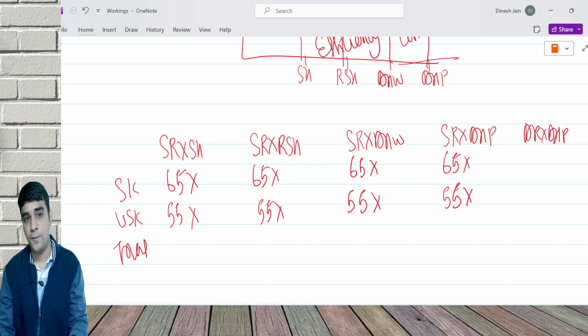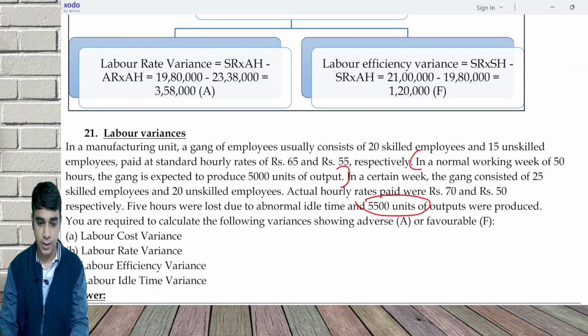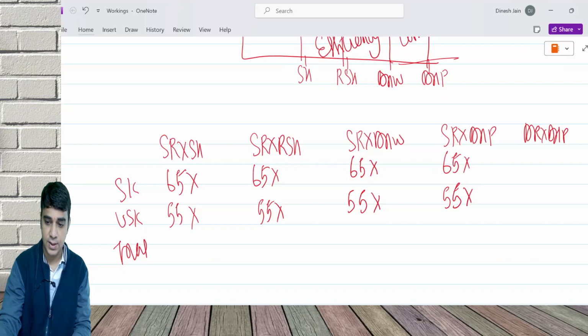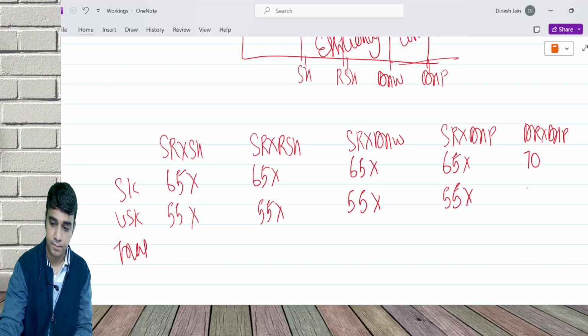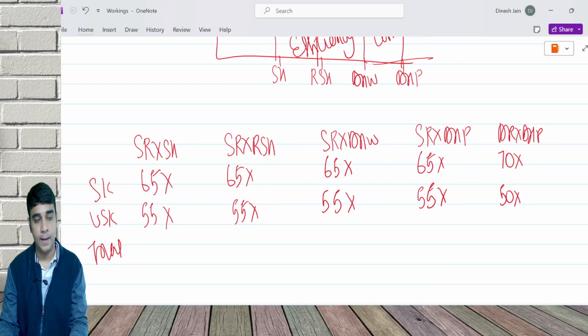65 and 55 at 4 places was the actual rate. Sorry, 70 and 50. Actual hours paid, I'm not doing a separate working note. I'll directly write it now onwards in this. You do a separate working note, that's okay.